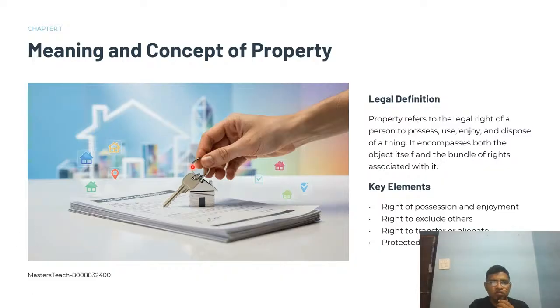the concept of property. So, the legal definition is the property refers to the legal right of a person to possess, use, and enjoy and dispose of a thing. So, it comprises both the object itself and the bundle of rights associated with it. So, the key elements in the concept of property: right of possession and enjoyment, right to exclude others, right to transfer or alienate, and protected by law. So, this is about the concept of property.